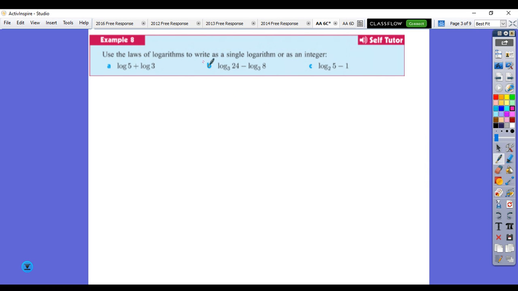Okay, so we call this condensing. We're taking two separate logs and condensing them into one. Since I am adding the logs, I multiply the numbers. That's it, done. Here, the logs are both the same. I'm taking two separate logs. Since I'm subtracting, I divide the numbers, and it's just 3.